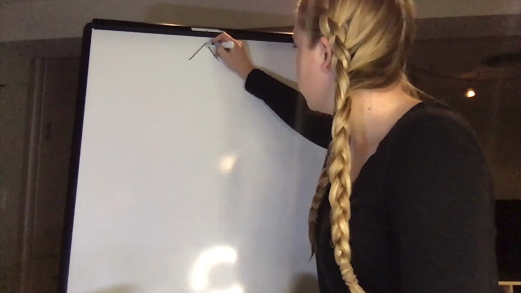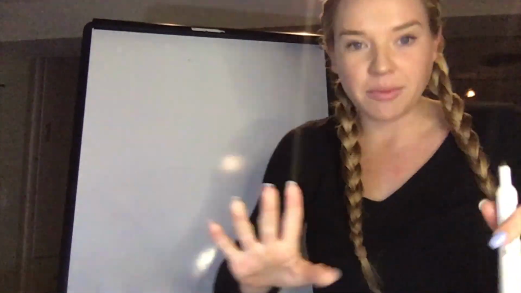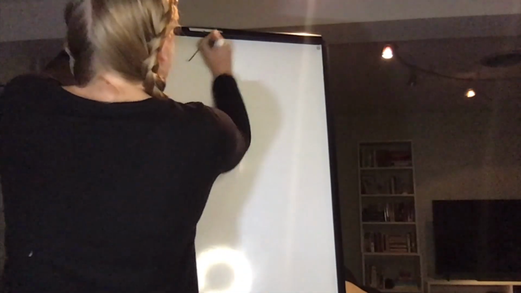A vertical number line is any number line going... That is not a straight line. Holy... Wow. I'm gonna try better this time. Try better. Try harder.